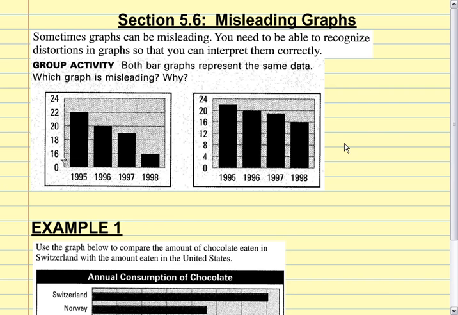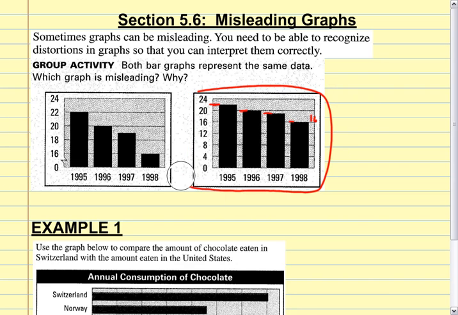Now, if you look at these first two graphs, you can see that in this graph, they don't tell us what this is, but they say that in 1995 we had 22, okay? In 1996 we had 20. In 1997 we had about 19, and in 1998 we had about 16. So there's not a whole lot of change. It's definitely going down, but proportionally, there's not a lot of change.